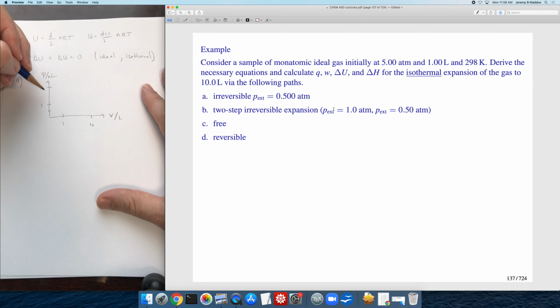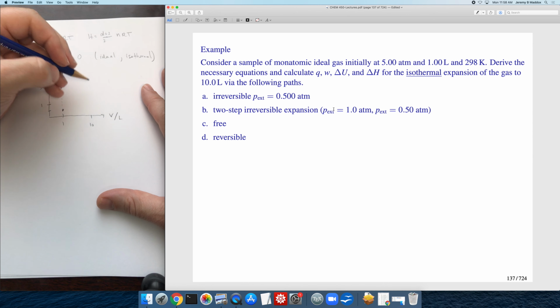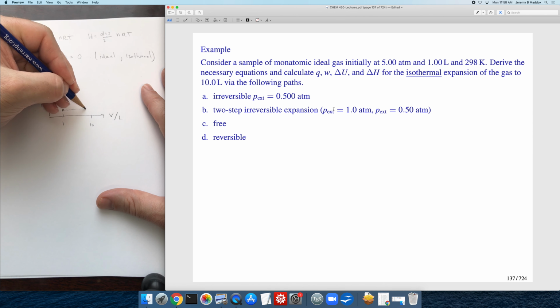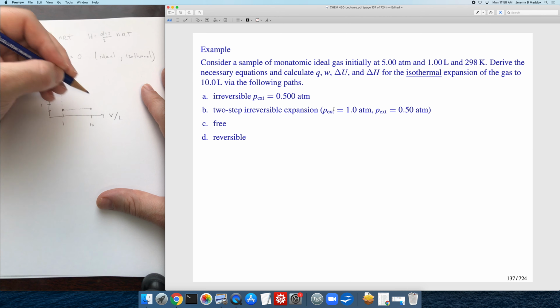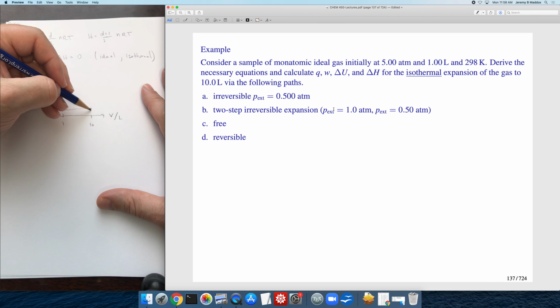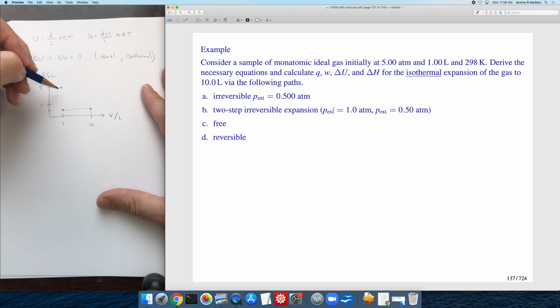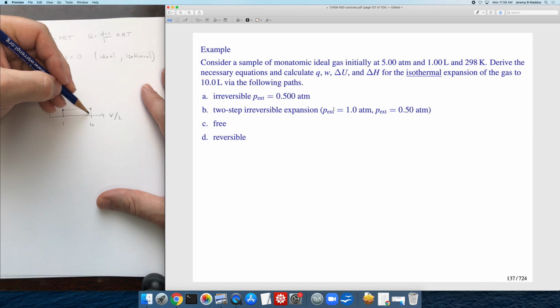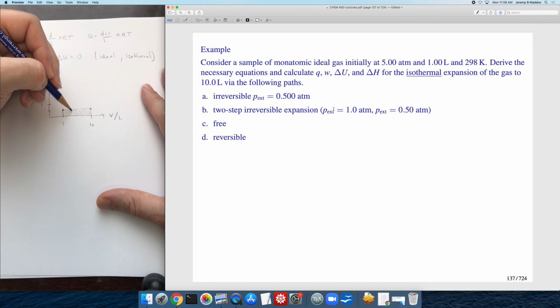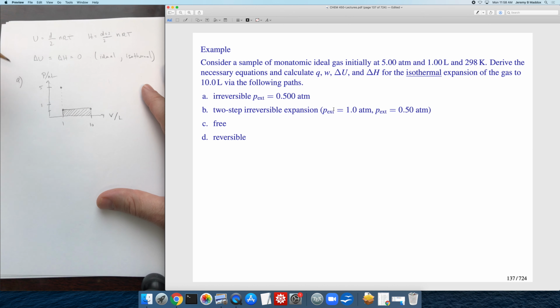So what happens in this problem? The gas is initially here, and then the pressure suddenly drops down to half an atm. And then the gas expands, and it stops expanding once it reaches 10 liters. Okay, so what we need to do is to calculate the work done in this problem. We need to calculate that area.